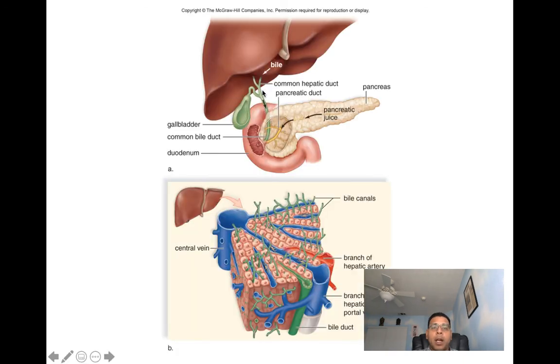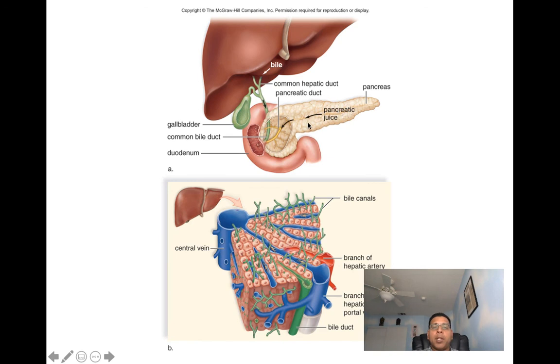So here we can see the common hepatic duct. It's going to join the cystic duct. Together, they will become the common bile duct. So here we can appreciate the common bile duct, bringing that bile all the way down into the duodenum.